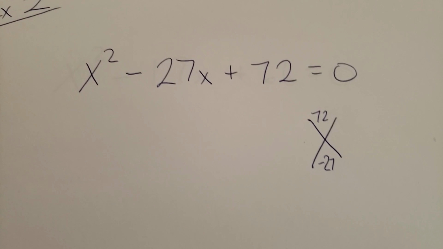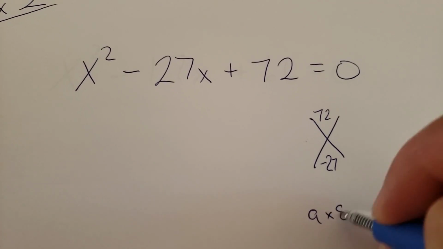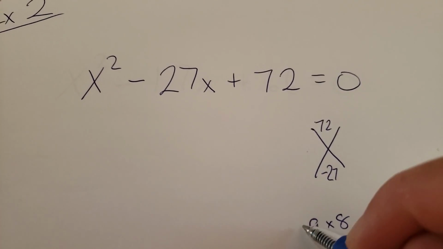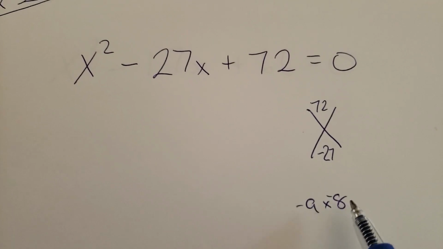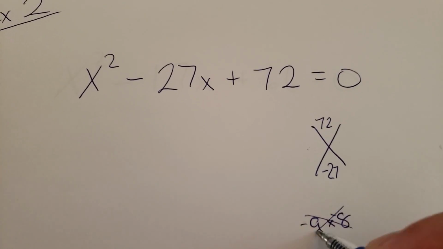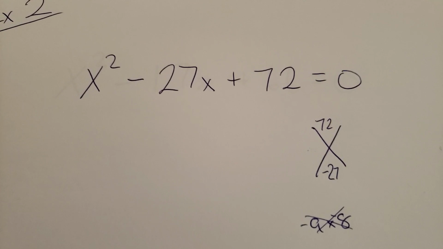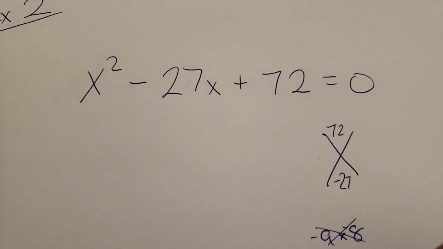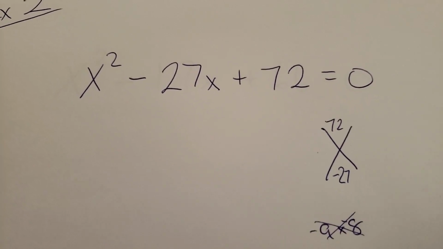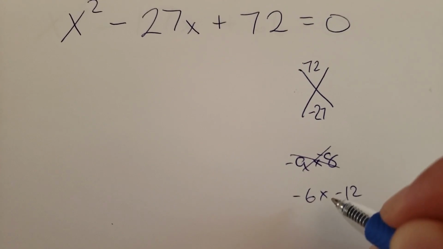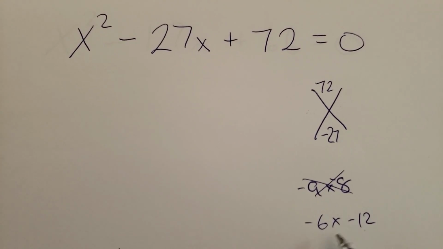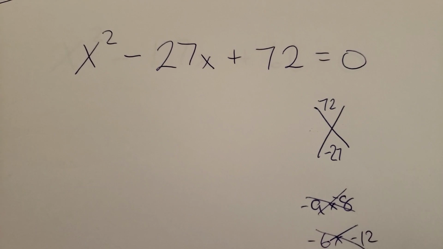So 72. Most people know 9 times 8. And that's their favorite way of doing it. But even if we make this negative and negative, negative 9, negative 8 is not negative 27. So that does not work. So this is going to be a way that we're not used to doing. Some people might know 6 times 12. Negative 6 times negative 12. That makes positive 72, but when we add, it makes negative 18, so that's not going to work.